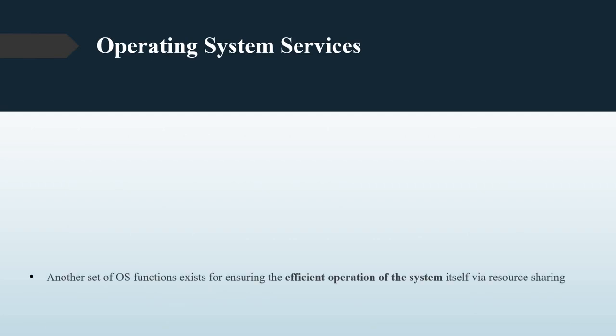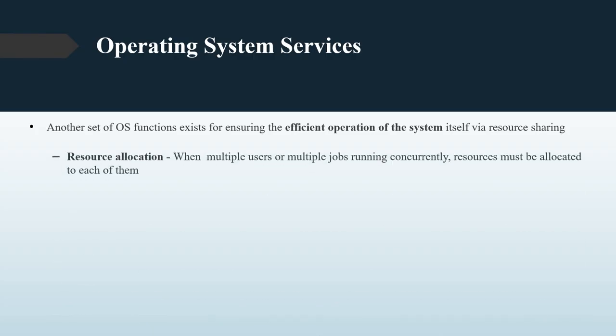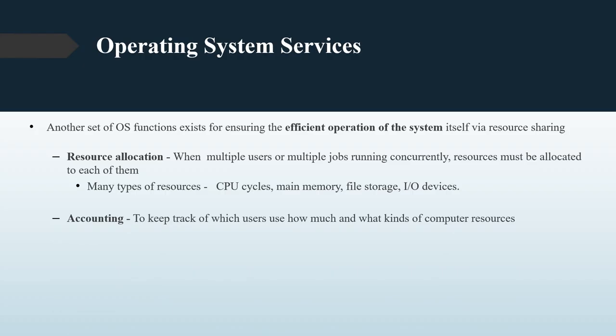And the next services are related to the system, for efficient operation of the system. The first thing is resource allocation. When multiple users or multiple jobs are running concurrently, the resources have to be divided and allotted to each and every one. There are many types of resources, like CPU, main memory, file storage, and IO devices. The second thing is accounting. Accounting is nothing but keeping track of which user uses how much of the resources and what kind of resources they are using.